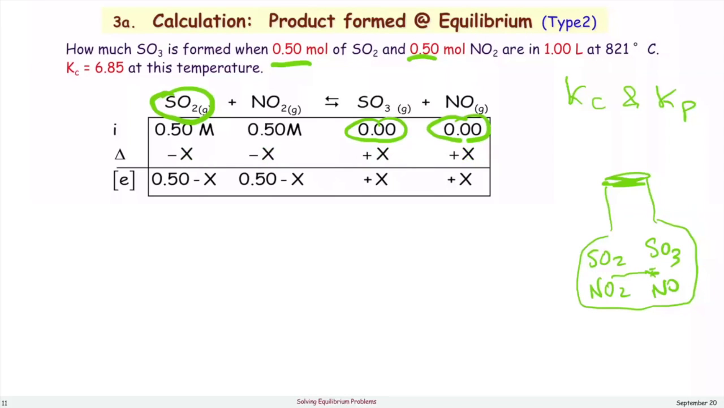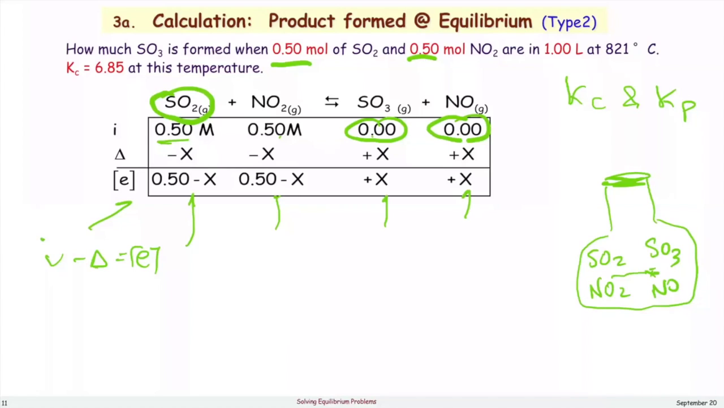Okay. So what is the equilibrium concentration? The equilibrium concentration is just initial minus the change, and that's the equilibrium concentration. So the initial is 0.50 minus the change. That's the equilibrium concentration for SO2. The initial minus the change, that's the equilibrium concentration for NO2. Here we have 0 plus X because it's forming now, so it's plus X. And here we have 0 plus X.